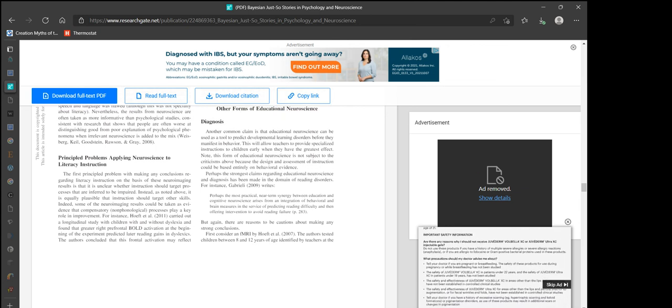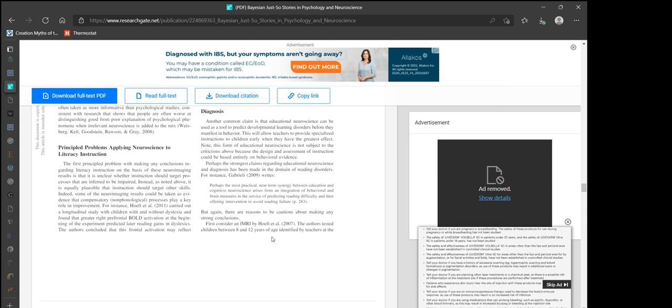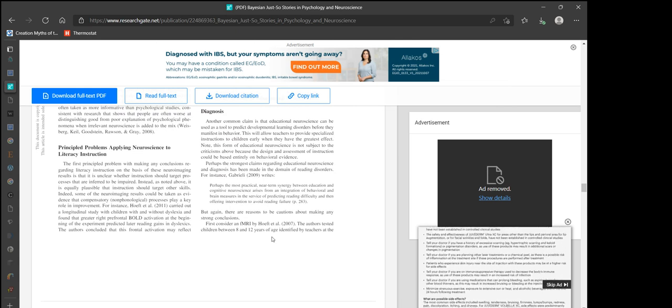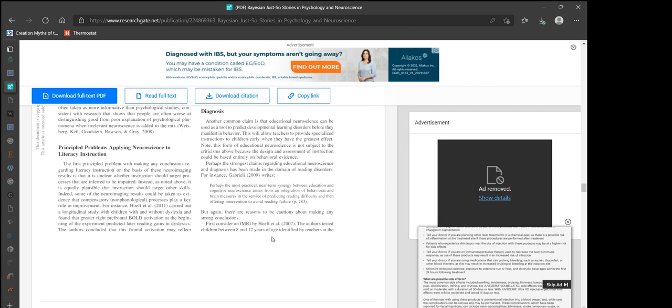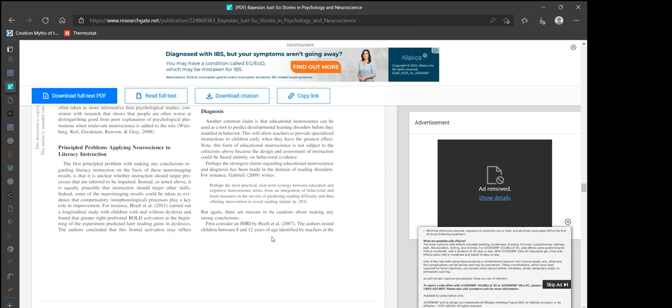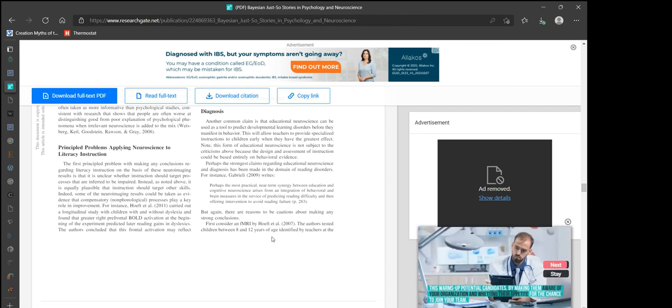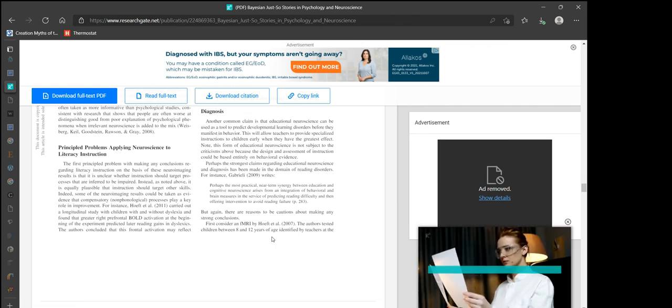Principled problems applying neuroscience to literacy instruction. The first principled problem with making any conclusions regarding literacy instruction on the basis of these neuroimaging results is that it is unclear whether instruction should target processes that are inferred to be impaired. Instead, as noted above, it is equally plausible that instruction should target other skills.